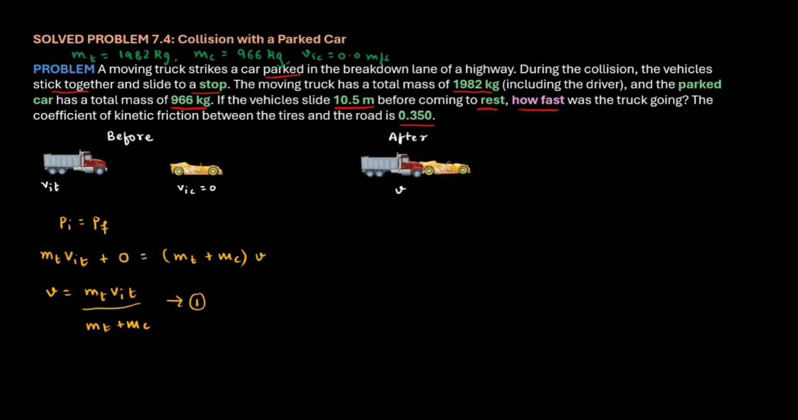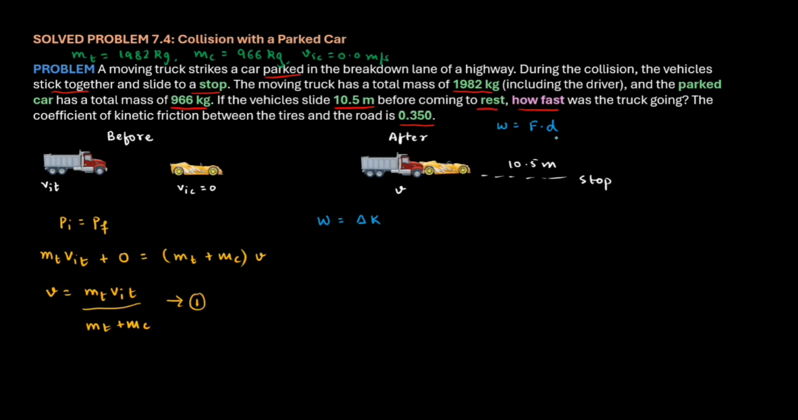Now let's discuss the part of the problem after collision. After collision, the truck and the car stick to each other and move with a velocity v. They travel a distance of 10.5 meters and then come to a stop. They come to a stop because of the force of friction. So whatever kinetic energy they had right after collision is used to do work against the force of friction before they come to a stop. So we can write work done against the force of friction is equal to change in kinetic energy of the system after collision. Work done is defined as force times the displacement.